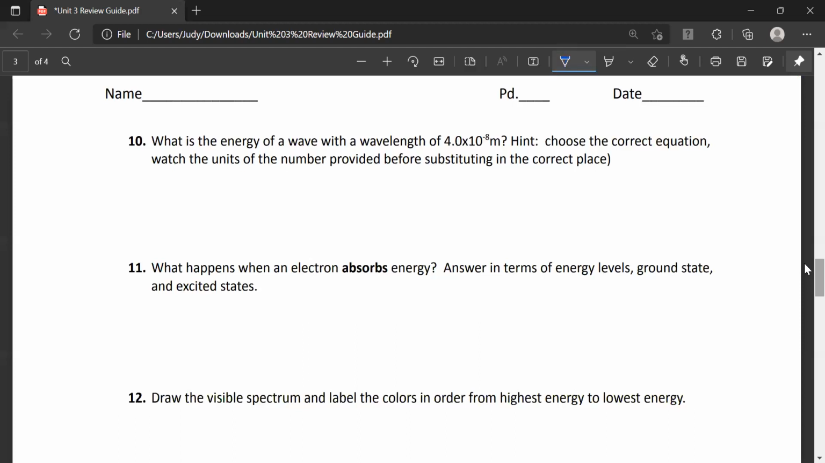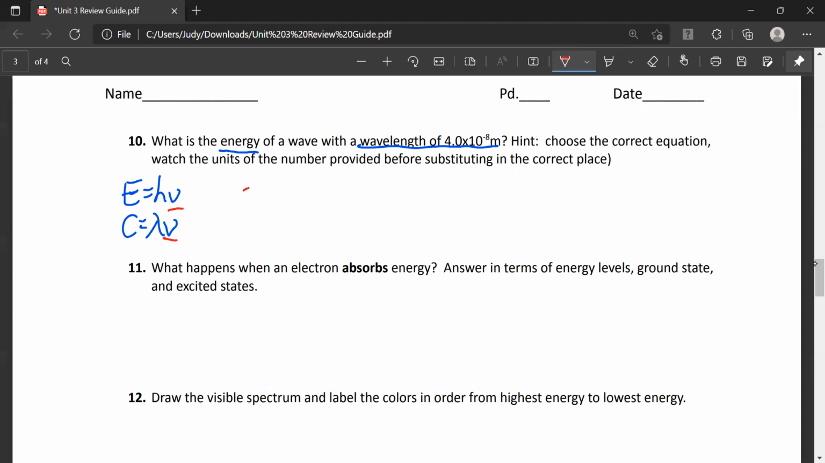Now for the next one, number 10 is a two-step process. What we're going to do is we're going to use both E equals hν and c equals λν. The reason why is because we have energy and wavelength, and we know wavelength is not actually in the E equation. So we're going to look at the two equations and see the similarity between those two, which is the ν's. So we're going to solve for the frequency and plug it in to the E equation.